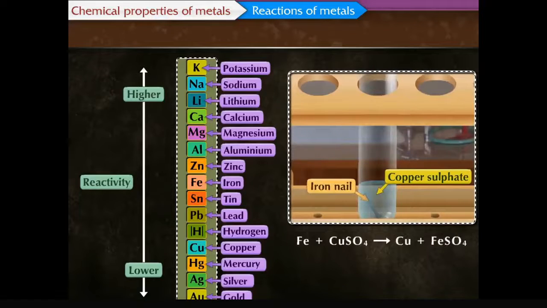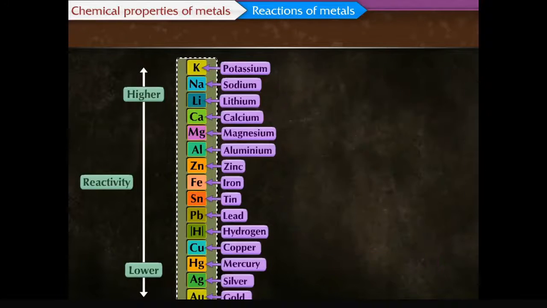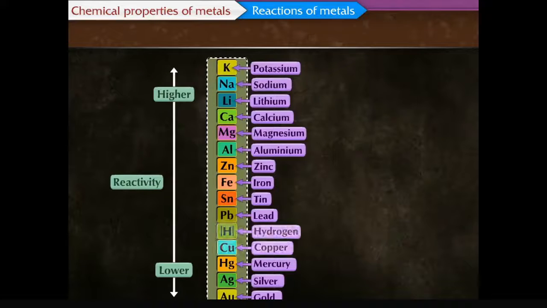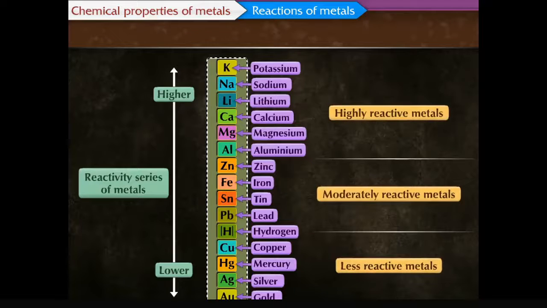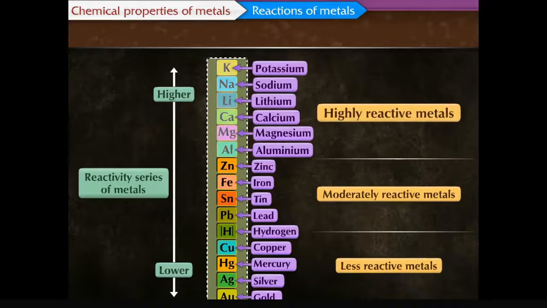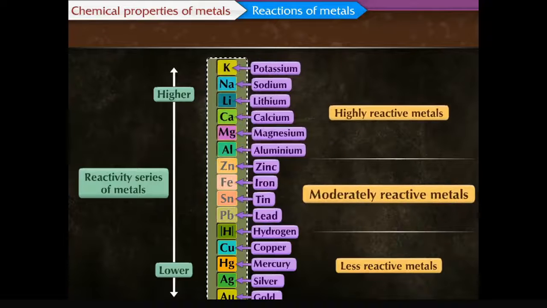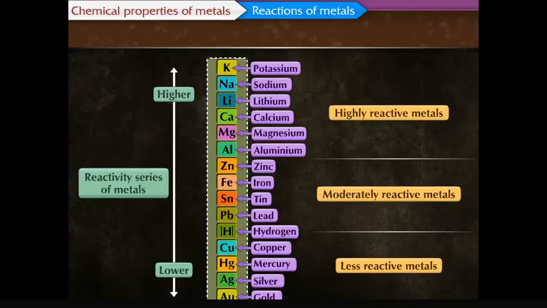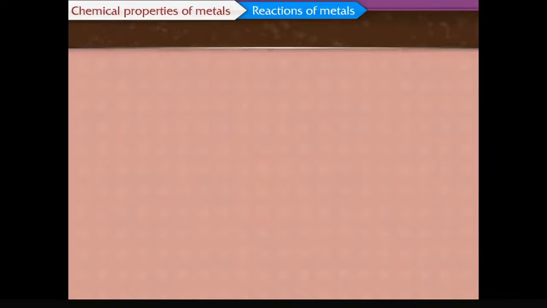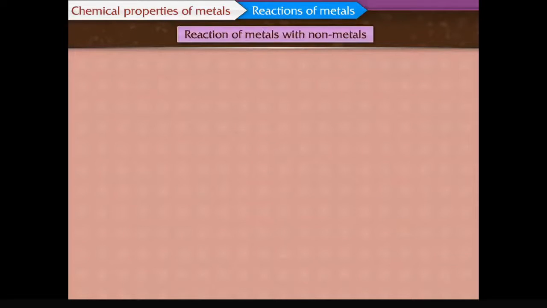Scientists performed many experiments of displacement reactions and developed the reactivity series. Metals can be arranged in the order of their increasing or decreasing reactivity. Such an arrangement is called the reactivity series of metals. Metals are divided into groups according to their reactivity: highly reactive metals, moderately reactive metals, and less reactive metals. Let us now understand how metals react with nonmetals. Reaction of metals with nonmetals.